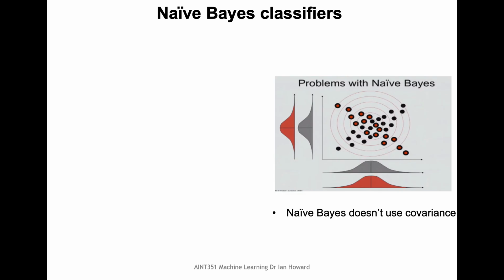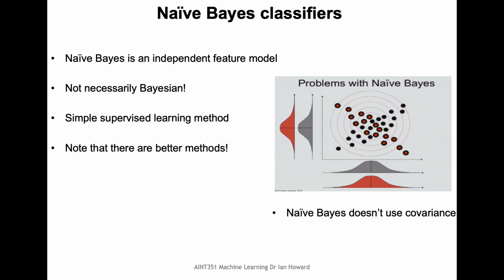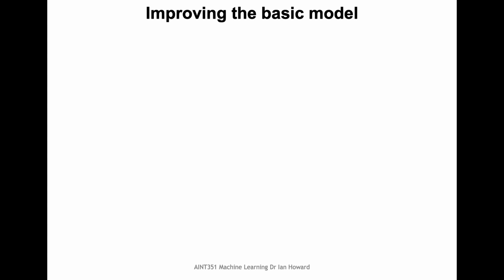Now, Naïve Bayes does assume independent features, and data is not always independent. It's called a Bayes classifier, but it's not necessarily a Bayesian method as such. Bayesian means you're using Bayesian inference and things like that, and that's not always the case. It is a simple supervised learning method. There are definitely better methods out there. It's a nice way of putting a few things together. It's not necessarily a very effective method compared to neural networks, for example, but it's a good, interesting way of looking at things.